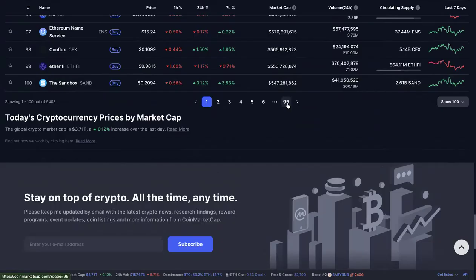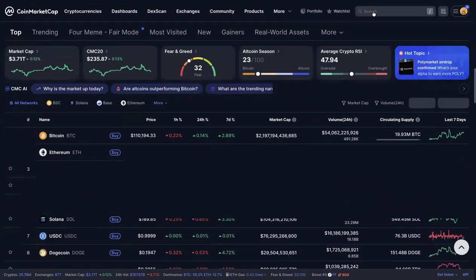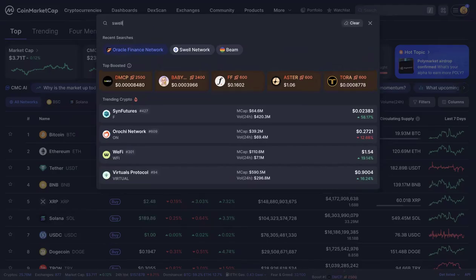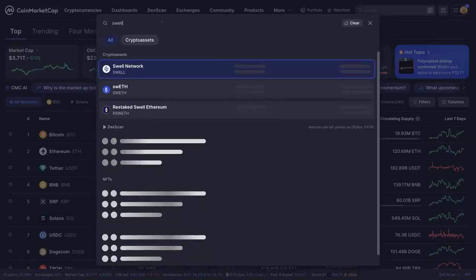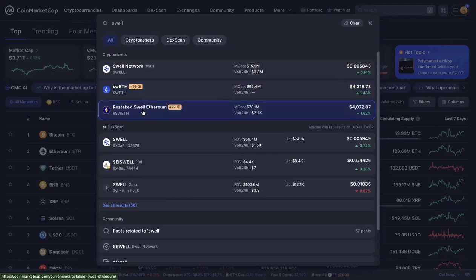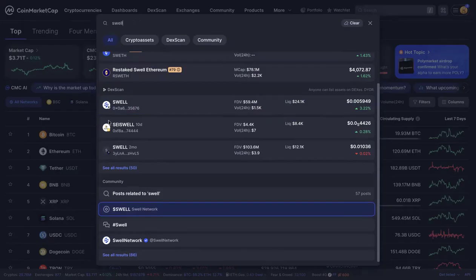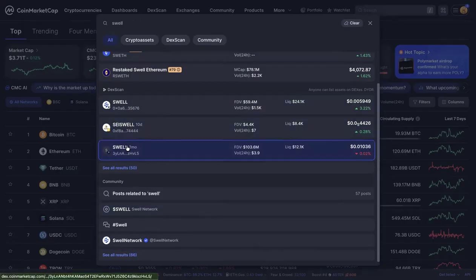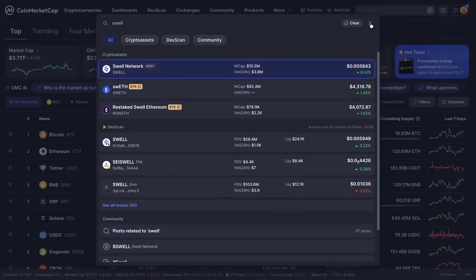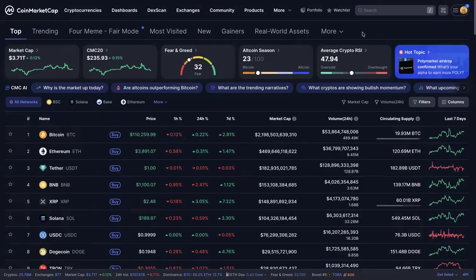You can search for a coin here. Maybe someone has told you there is a coin called Swell. You search, okay, how many Swells exist? And they show you, okay, there's a Swell here. There's another swETH here. Then there's a restaked Swell. We shall see all these things. Then there's a DEX scan here for Swell. So there are many things that have come up, and then you look for the one which someone has referred you to, like, check out this coin, it's good. That's number one, because here they keep data points, pricing, the way you can see.